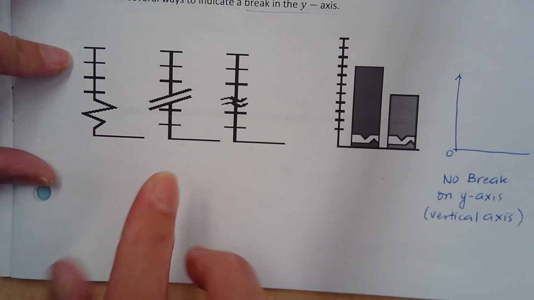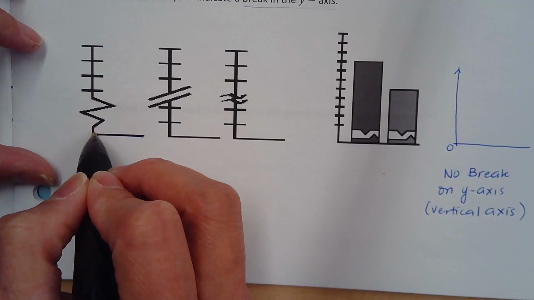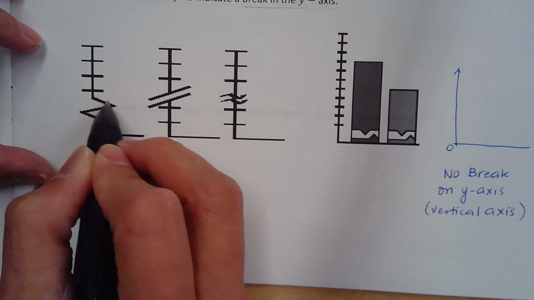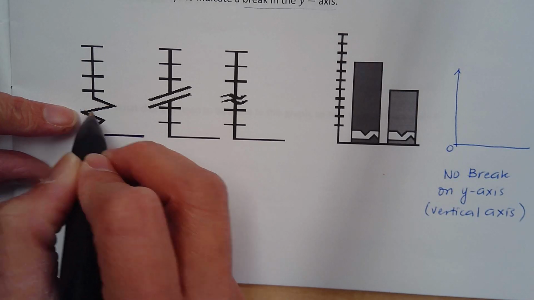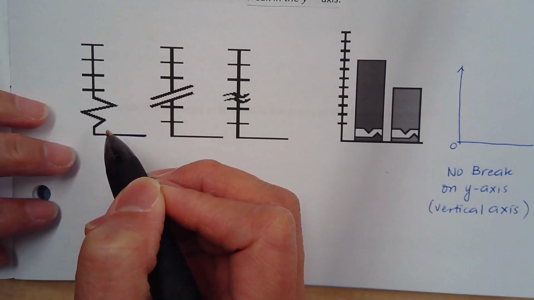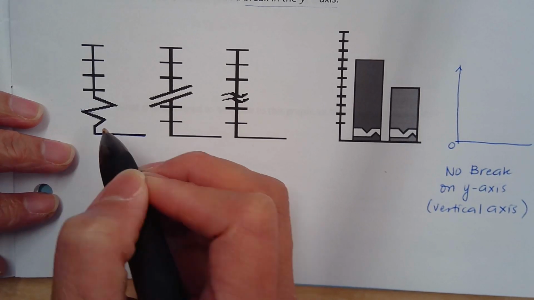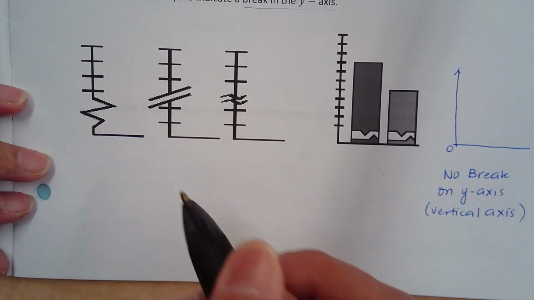Now this part here, these are the ways that you can show a break on the y-axis. Okay, can you see here? This is your x-axis, and then there's a little squiggly thing in here that shows you that this part got cut off, and then they brought the graph down.